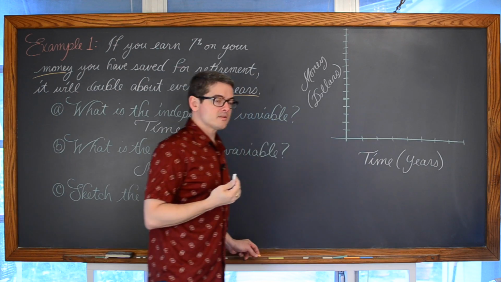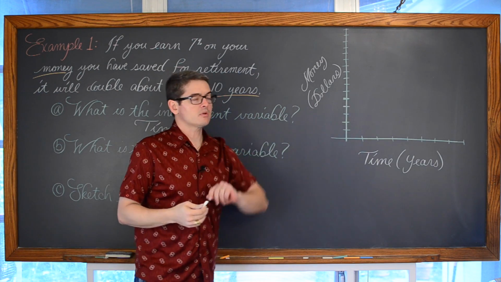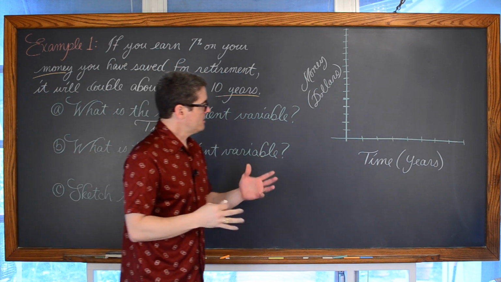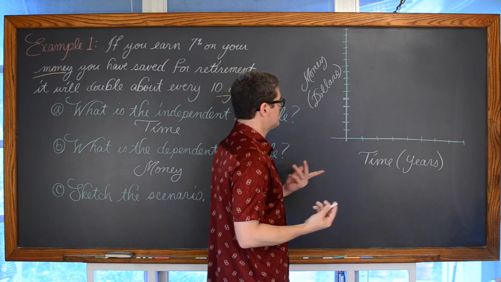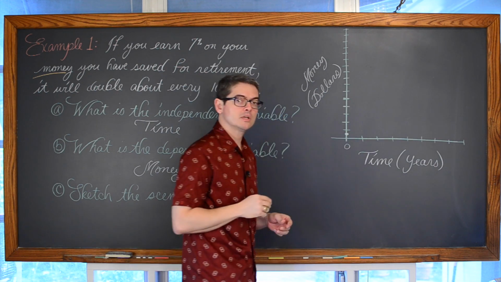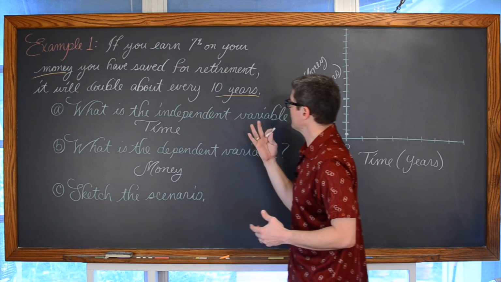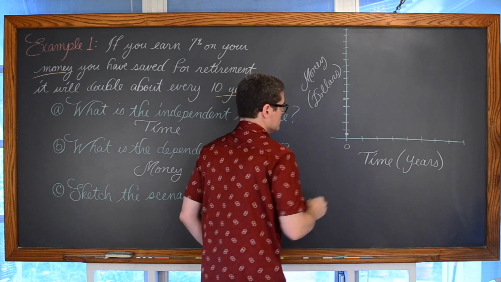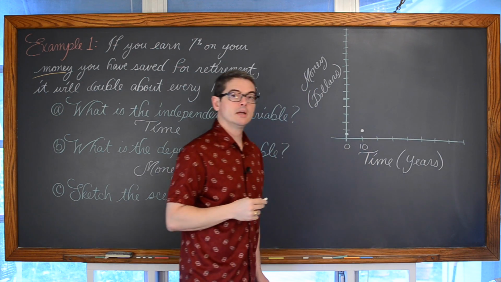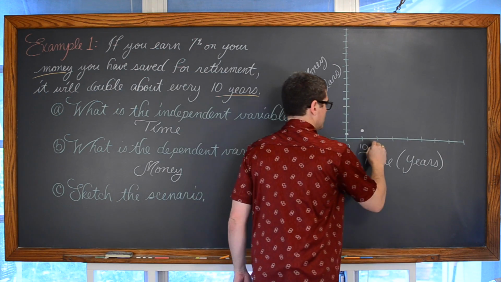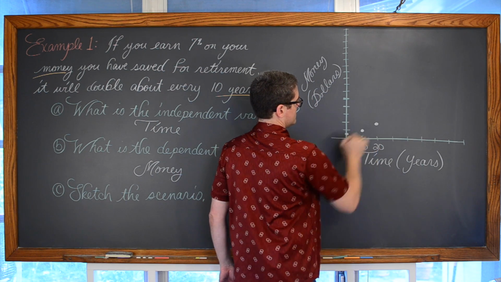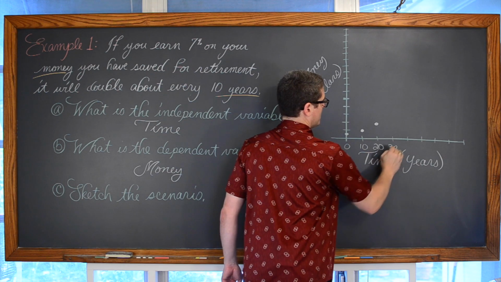So I've got my x and y axis, or my horizontal and vertical axis, labeled with those variables and the units of measure. And again, no numbers, so let's just say at time 0, we have so much. And then this is about it doubling every 10 years. So 10 years later, it's doubled. So now it's only that much. And another 10 years later, it has doubled again. So now it's this much. And 10 years later, it's doubled again.